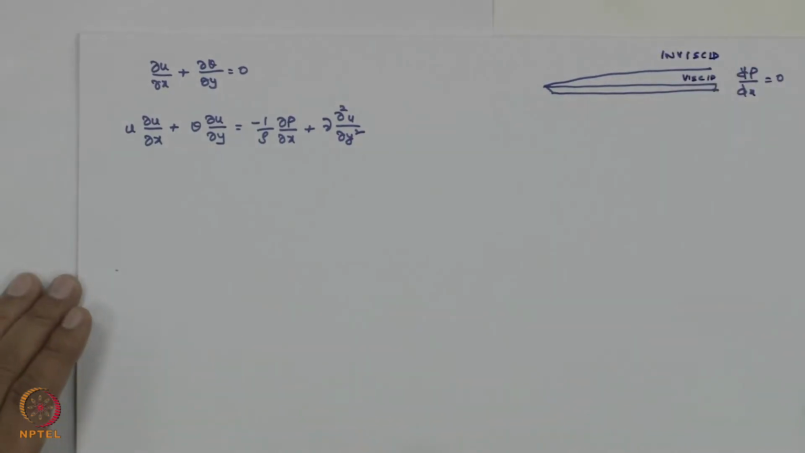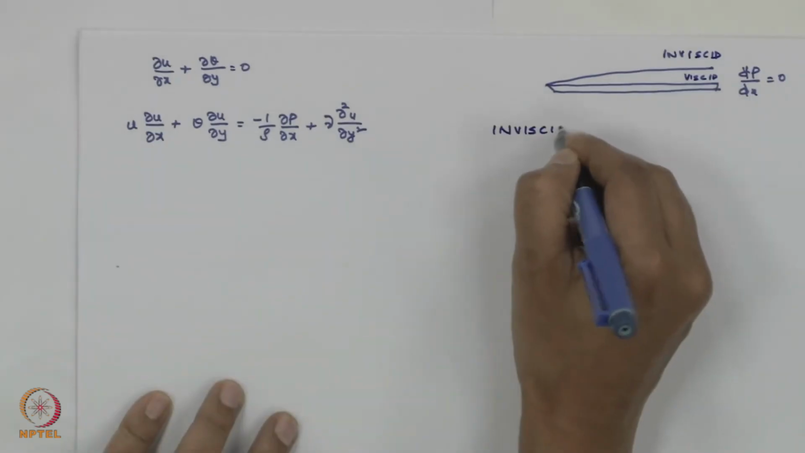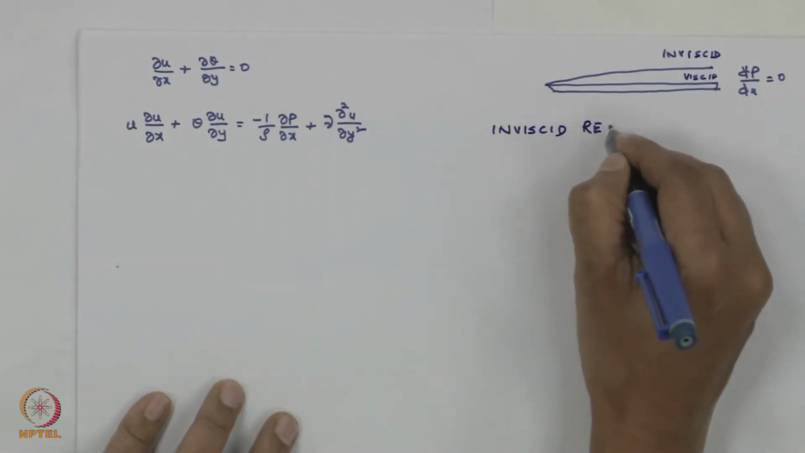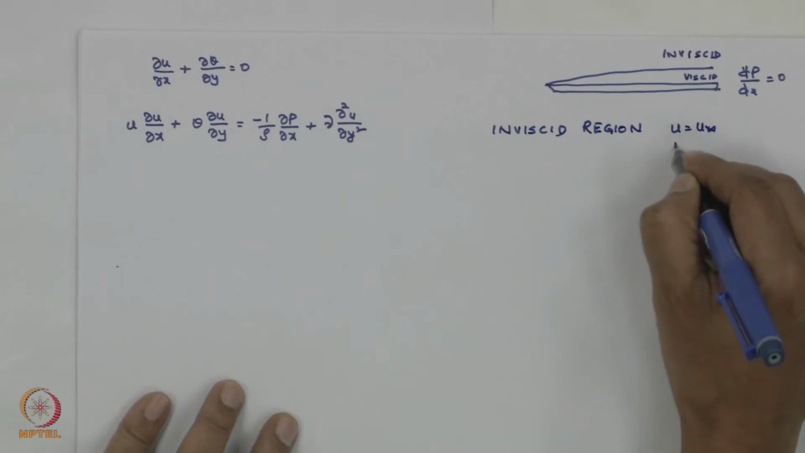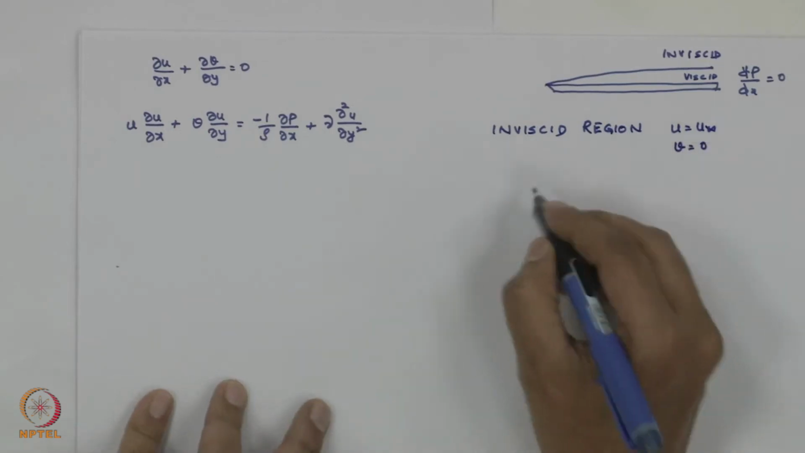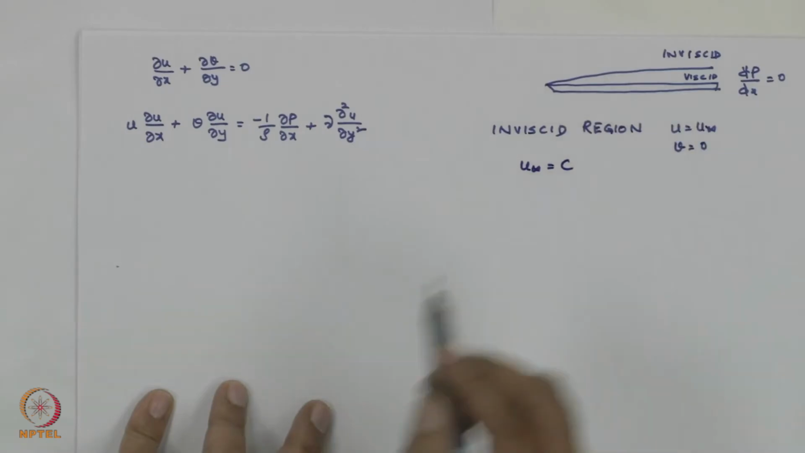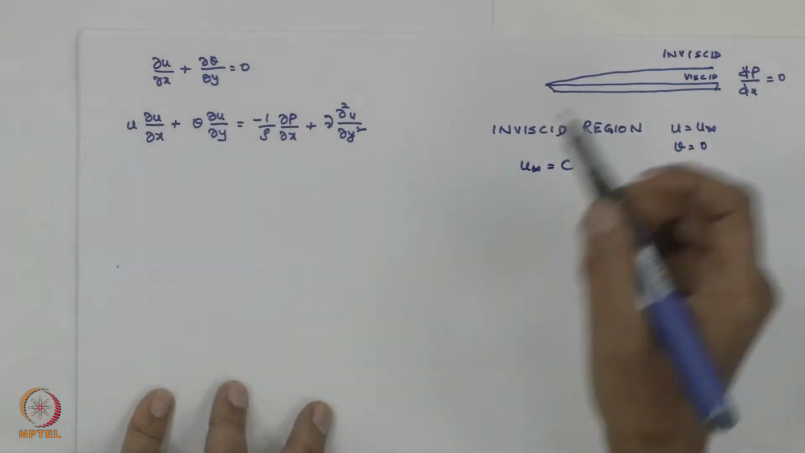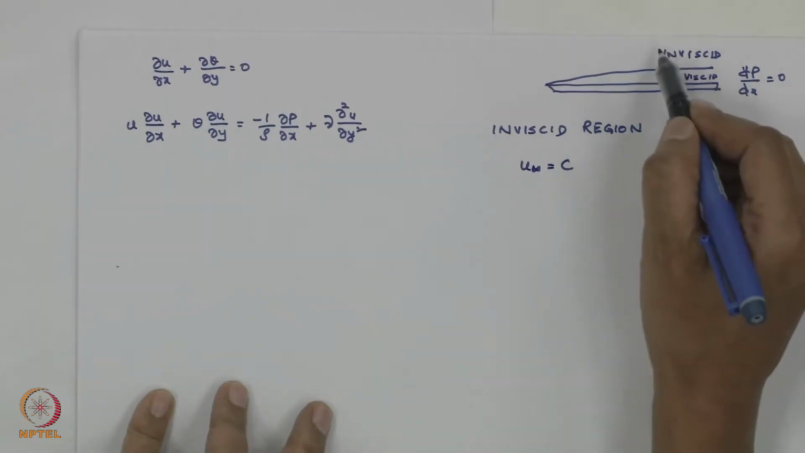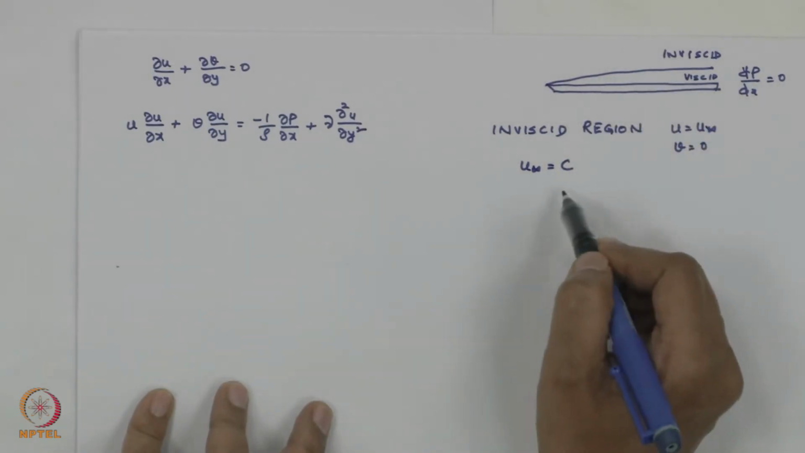In the inviscid region, what is it that we found? In the inviscid region, we know that U is equal to U infinity and V is equal to 0. And in the inviscid region, U infinity is constant for flow over a flat plate. How did I write this U infinity equal to constant? One way of looking at it is, if I put a pitot tube and measure with the pitot tube, U infinity is observed to be constant.